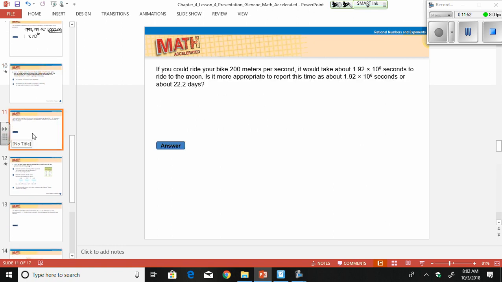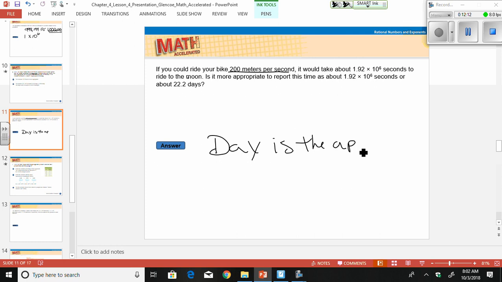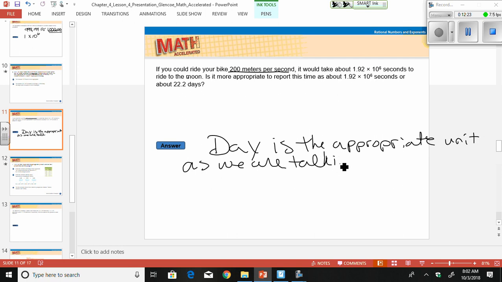If you could ride your bike 200 meters per second, it would take about 1.92 times 10 to the 6th seconds to ride to the moon. Is it more appropriate to report this time as 1.92 times 10 to the 6th seconds or 22.2 days? Days is the more appropriate unit, as we are talking about a large number.